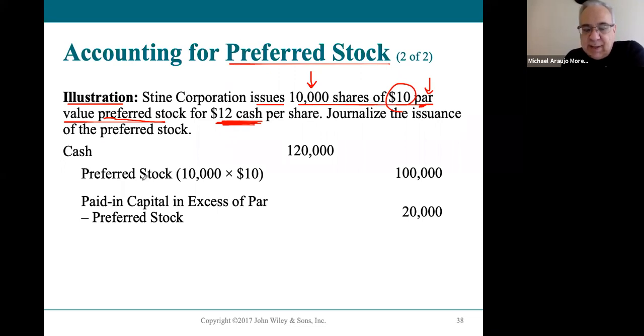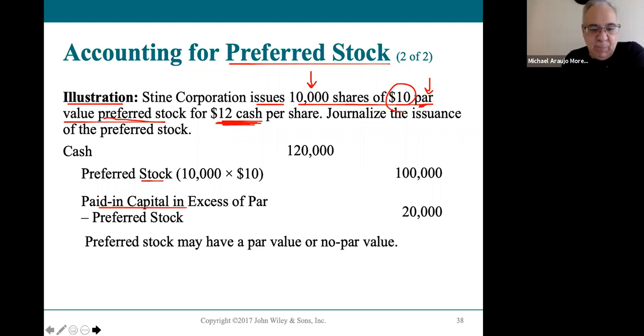Par value gets credited to the specific account, common or preferred stock. Anything above that par, paid-in capital in excess. Again, preferred stock, very much like common stock, may or may not have a par value. Most of them do. They will have some type of stated value.